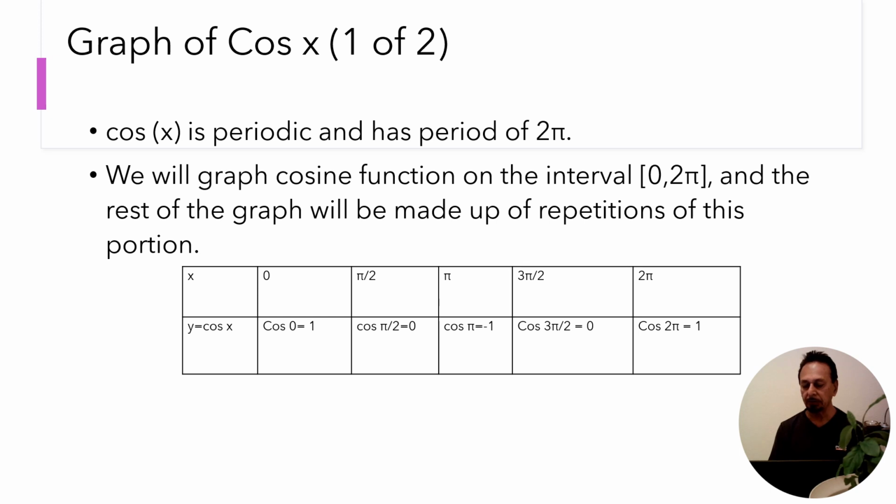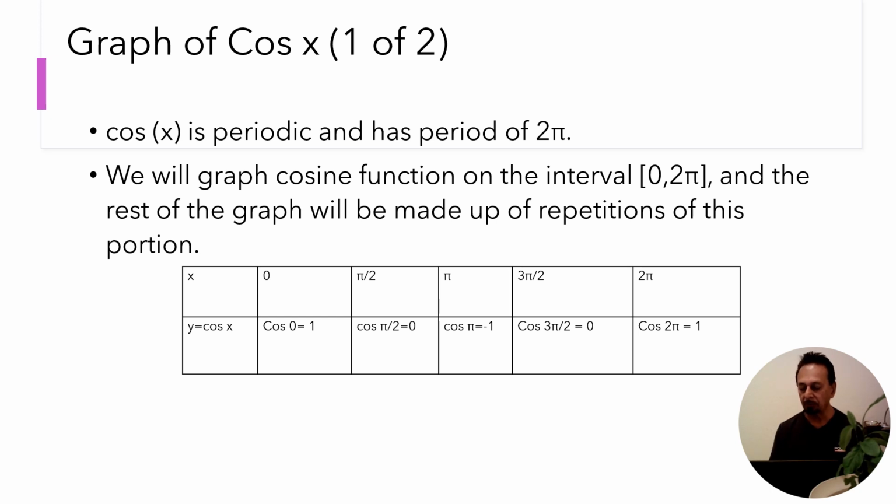So the graph of cosine x. Cosine x is periodic and has a period of 2 pi. To graph the cosine function, we will create a table. We choose 0, pi over 2, pi, 3 pi over 2, and 2 pi. Cosine of 0 is 1, cosine of pi over 2 is 0, cosine of pi is negative 1, cosine of 3 pi over 2 is 0, and cosine of 2 pi is 1.